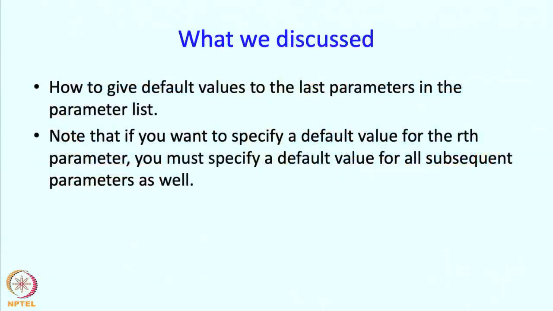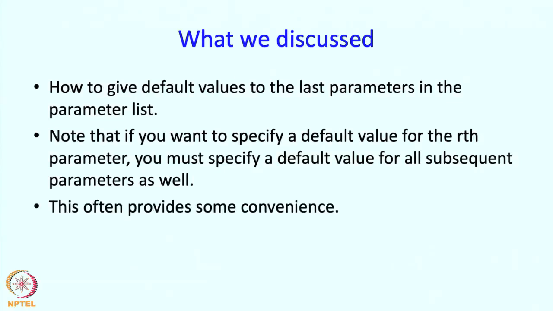So what did we discuss in this? We discussed how to give default values to the last parameters in the parameter list. And one point to note, in case it is not clear, is that if you want to specify a default value for the rth parameter, then you must specify a default value for all the subsequent parameters as well. And as we saw, this can help you write programs compactly, and you can make the common case a little bit simpler.